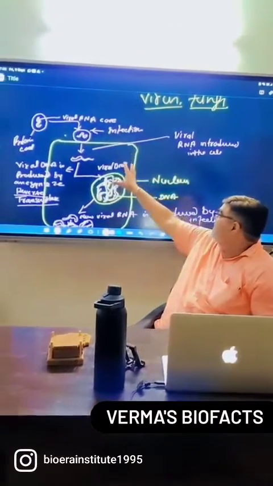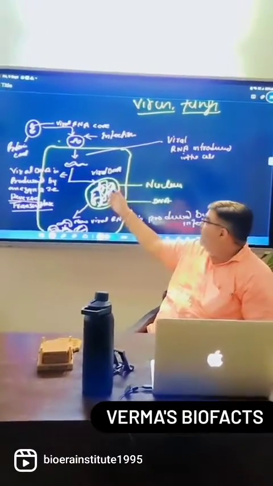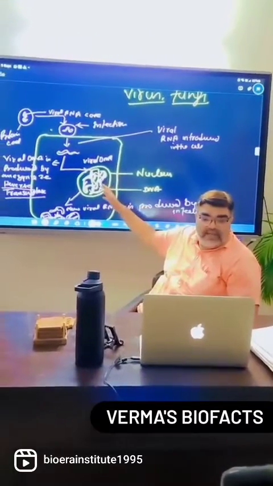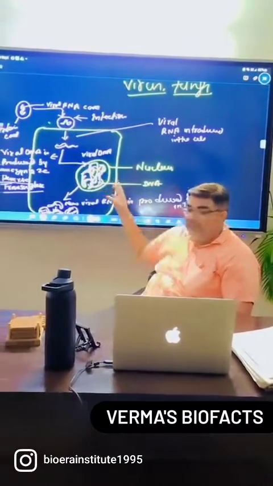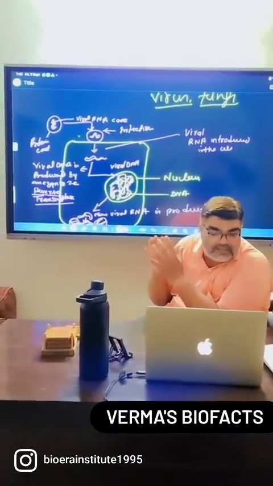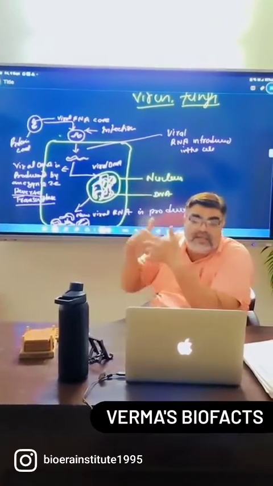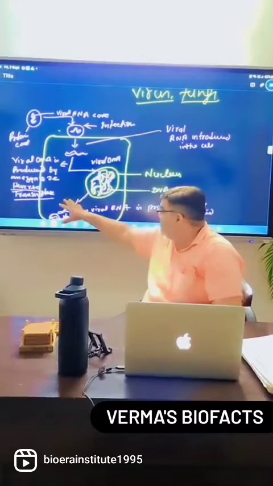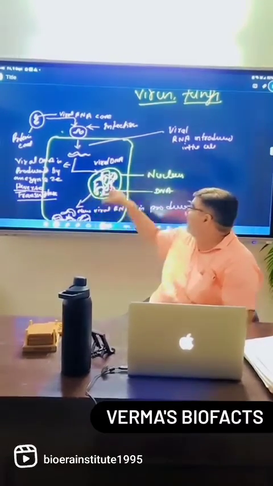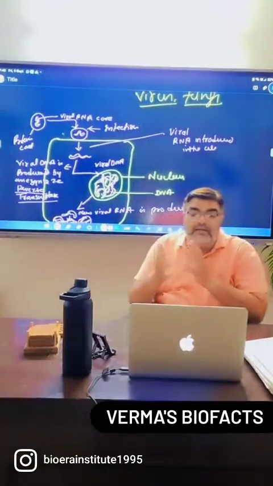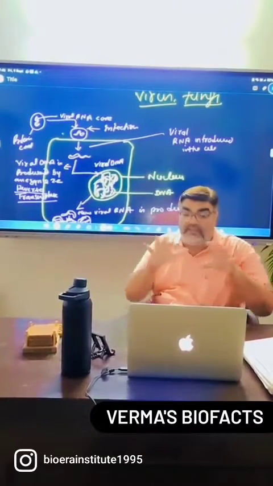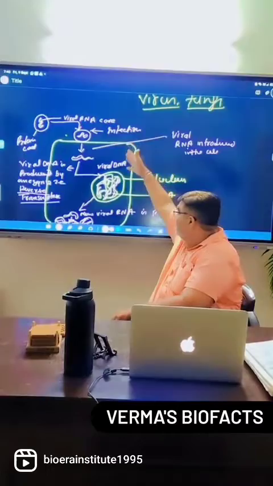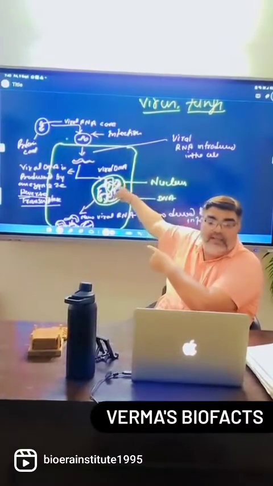When it enters the animal cell, it releases its RNA inside the cell, and this RNA, through a particular process, that is reverse transcription, and with the help of an enzyme, that is reverse transcriptase, is converted into DNA. Now this is the viral DNA. And this viral DNA then incorporates with the host DNA.